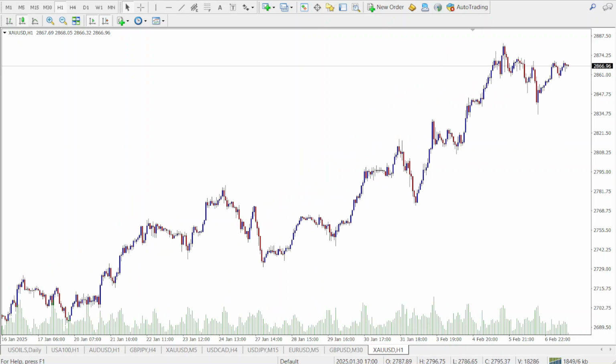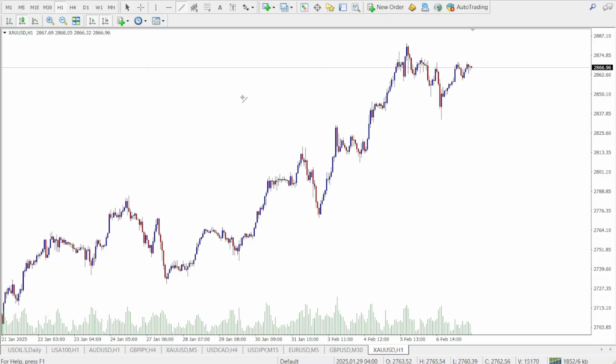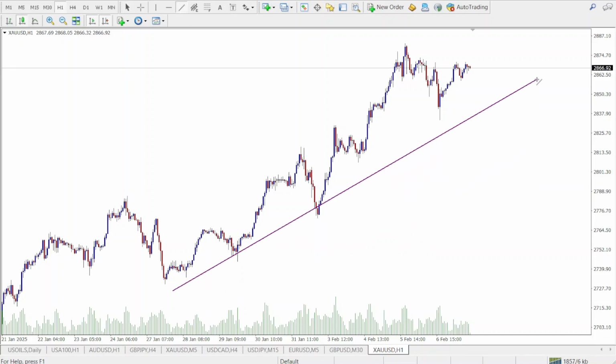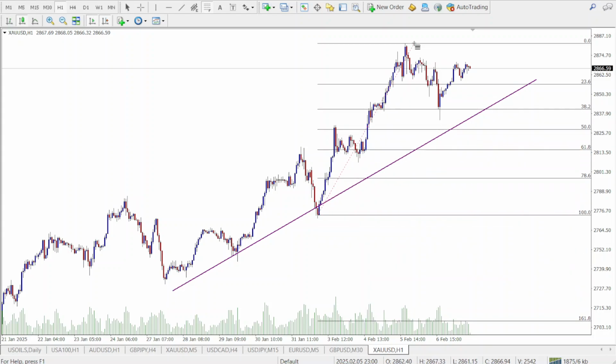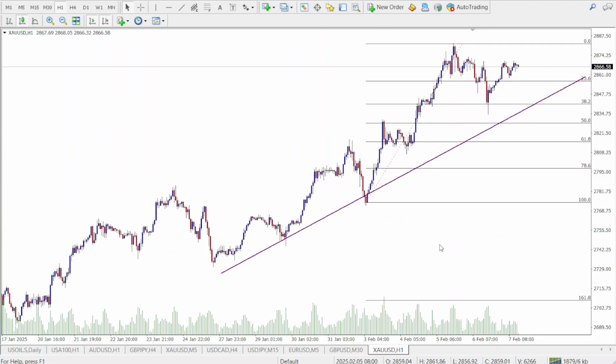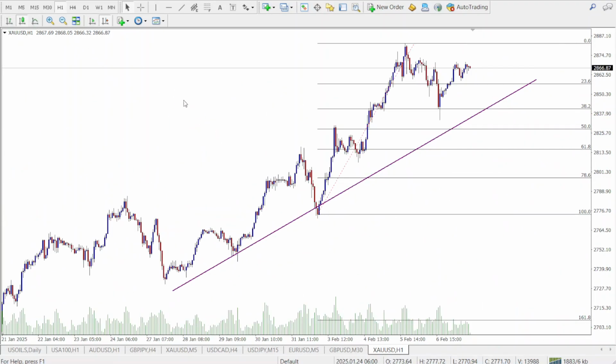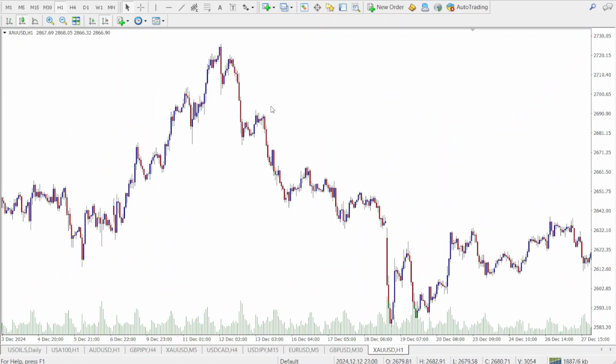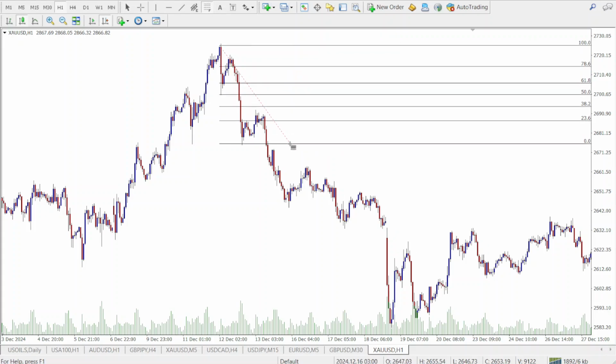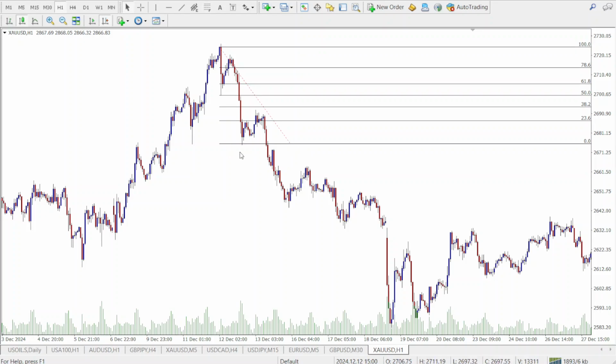So just like we can see right here on this chart, identify a clear trend, either an uptrend or a downtrend. Then in an uptrend, place the Fibonacci tool from the swing low to the swing high. On the other hand, if it's a downtrend, let's see if we can find a good downtrend real quick. If it's a downtrend, you're going to place it from the swing high to the swing low.